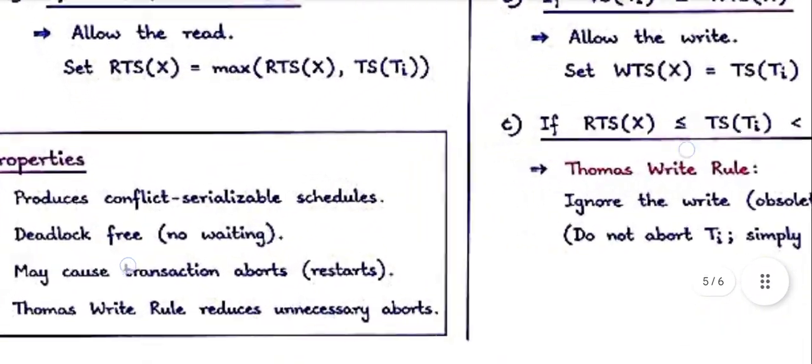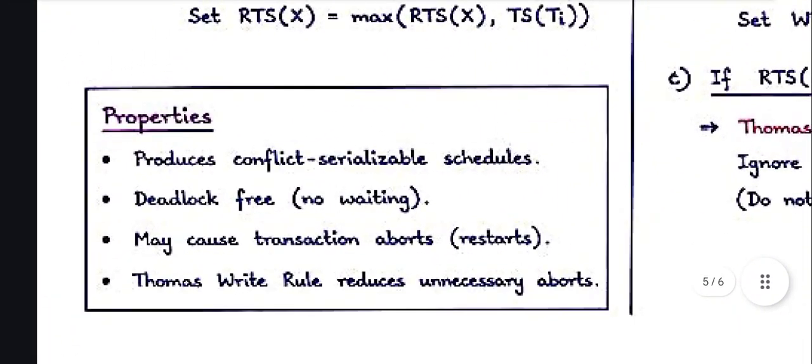The properties include: it produces conflict serializable schedules, it is deadlock free, there is no waiting, but it may cause transactions to abort and restart. The Thomas write rule reduces the unnecessary aborts.